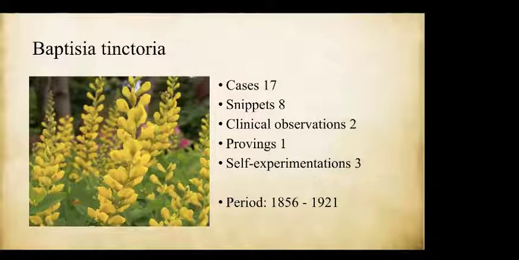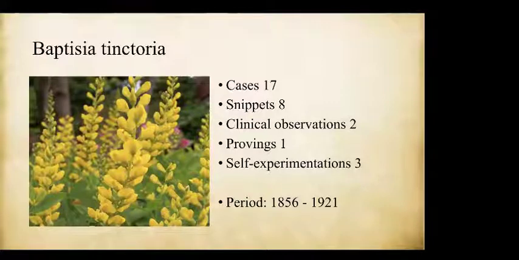So original wordings are really, really valuable and much more accurate. Baptisia, to come back to Baptisia, this is what Vista Vintage has on Baptisia: 17 cases, 8 snippets, 2 clinical observations, 1 original proving, and 3 self-experimentations, mostly from the names that you saw earlier in Herring and Allen indicated as doing the provings.